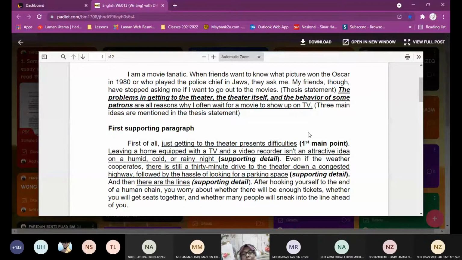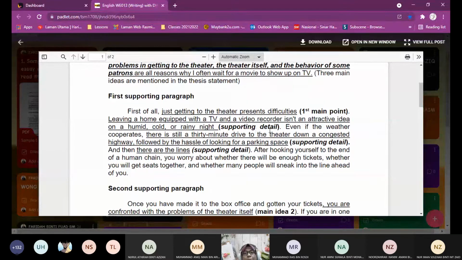I'm talking about academic writing and not creative writing or whatever. In academic writing, you must have organization. The coherence, cohesiveness and so on must be there. Now we are focusing only on the first main point, the problems in getting to the theatre. So this writer talks about all the problems just to get to the theatre. Only about that. Do not mention other things. That's why we have the supporting details here. You see, 1, 2, and 3. So we have three supporting details here.